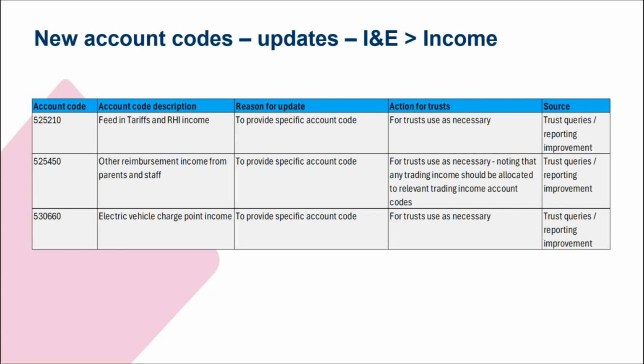The other one that we've added, 525450, is for other reimbursement income from parents and staff. There was nothing there that was an account code for anything where the school receives income for which they're not charging any element of profit or contribution towards fixed costs. So hopefully that will be useful. Obviously, anything that's got a trading element still needs to go to a trading income account code. This is purely an account code to cater for those reimbursements of costs.